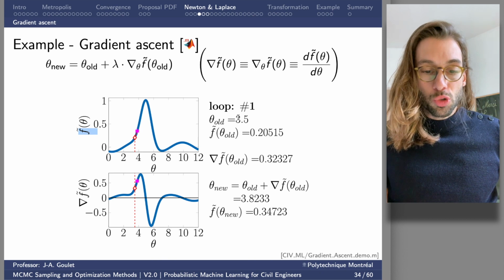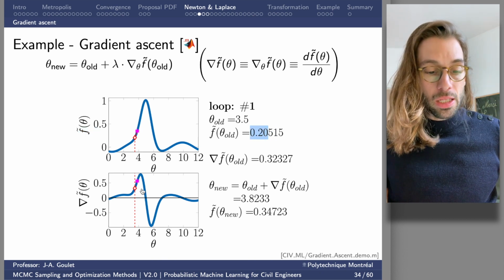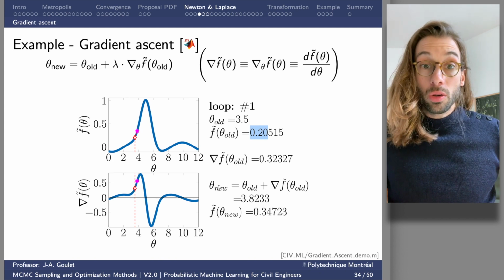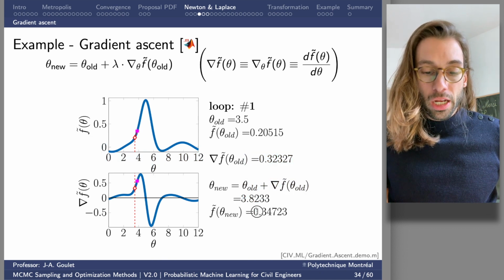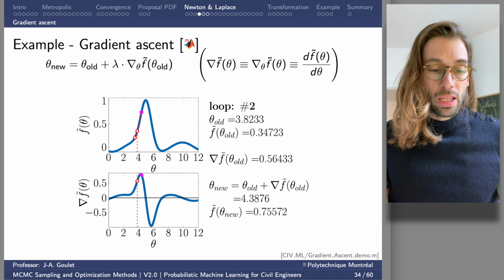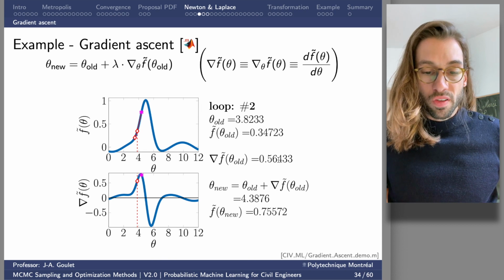My current position is 3.5. My target value is 0.20. My gradient, so the height of my second graph here, is 0.32. So my new location where I'm going to move is the current location plus 0.32, which leads to 3.5 plus 0.32, 3.82. And my new target value is 0.34. Perfect. I move to my new location. Then I'm going to do the same thing. I'm here, I look at what my gradient is, 0.56.